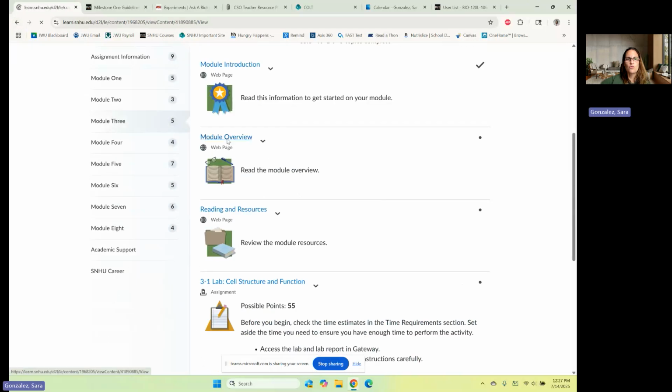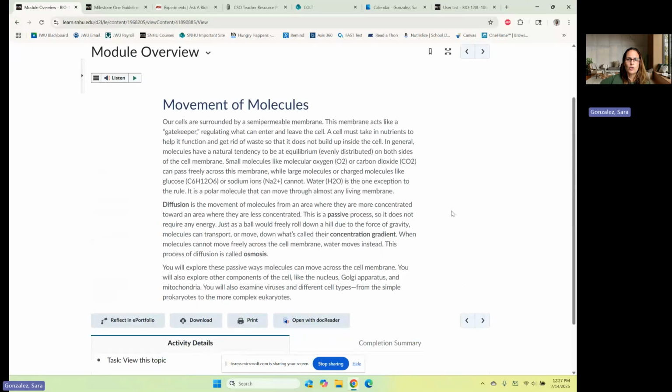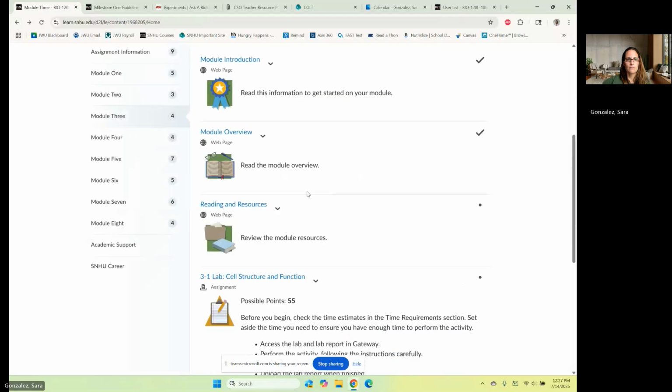So again, the overview, just a quick little blurb here about diffusion, how it crosses the concentration gradient, also about osmosis. So if you're taking the lecture portion of biology, or you have already, these are some terms that you are most likely familiar with.